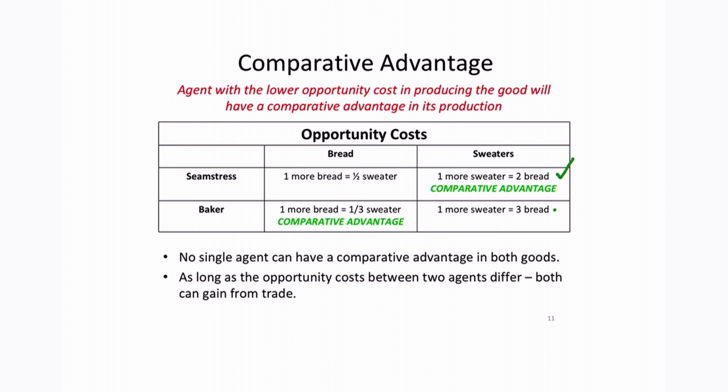On the other hand, the baker has the comparative advantage in the production of bread because he only has to give up 1/3 of a sweater, whereas the seamstress has to give up half a sweater. Now, no single agent will have a comparative advantage in both goods. As long as the opportunity costs between the two agents differ in the production of the two goods, then they have room to gain from trade.